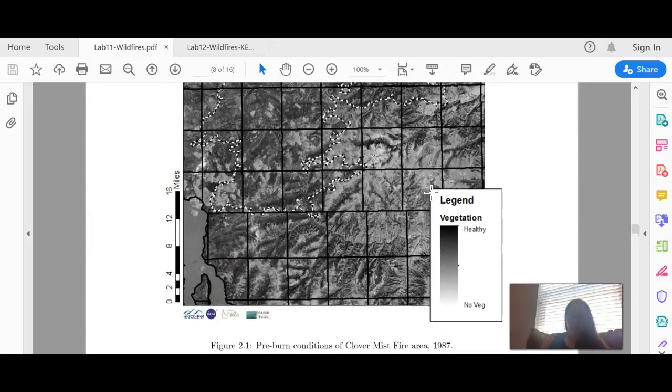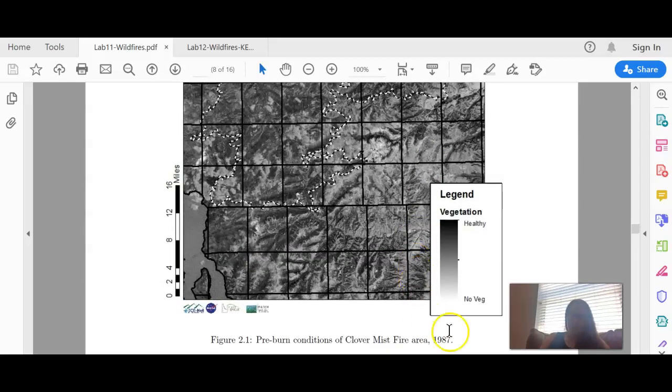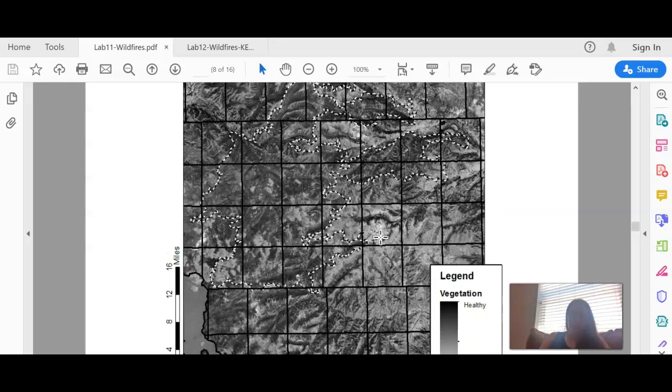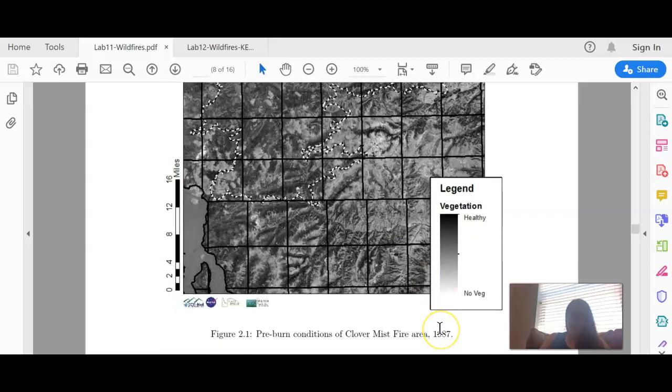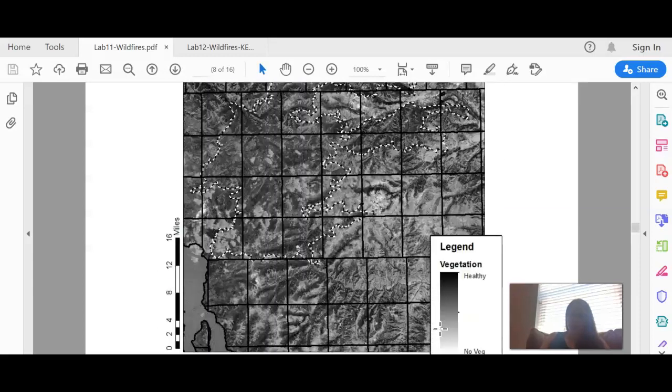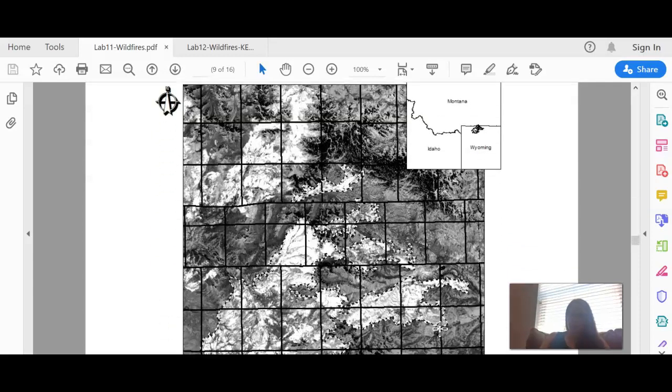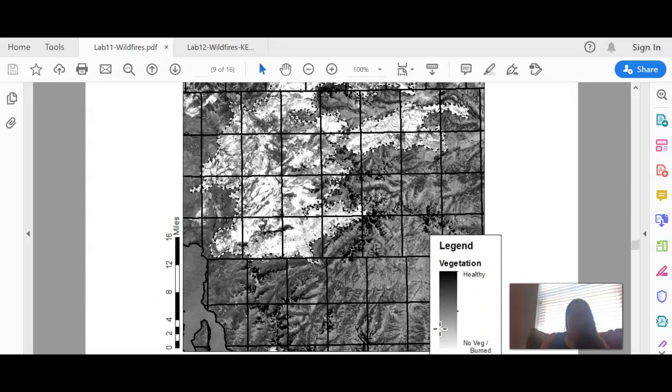So that is the first image, which again happened in 1987. What you see in the image is a legend, and the legend says the darker that the squares are, the healthier the vegetation is, meaning the more trees that there are that are not burned. And then the whiter that they are means the less healthy the vegetation is, and hence the more burned areas that you have. So this is in 1987, before the fire happened, and this following one is in 1989, so 1 year after the fire happened.